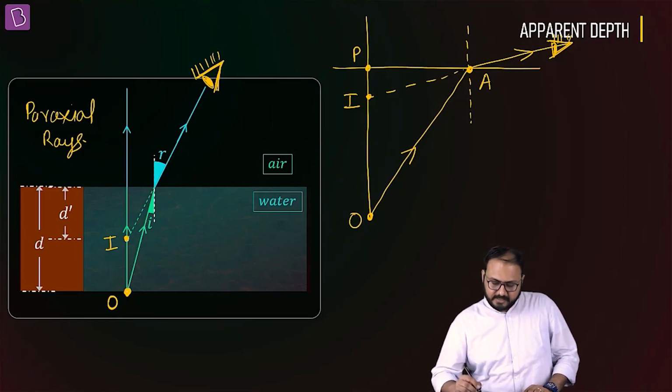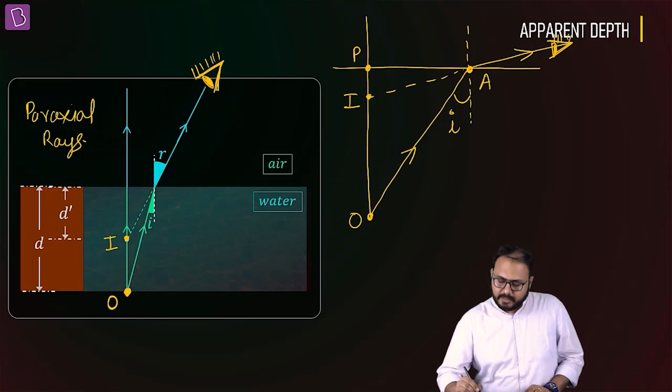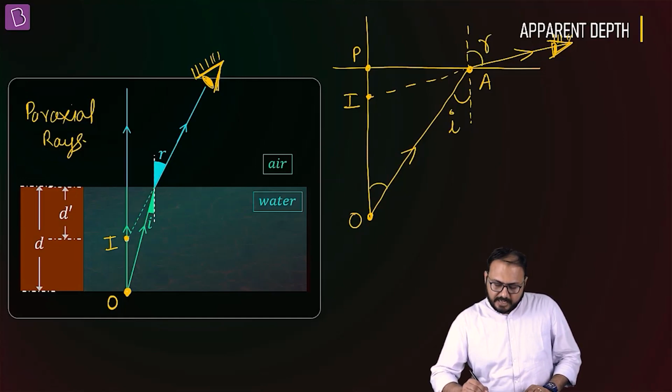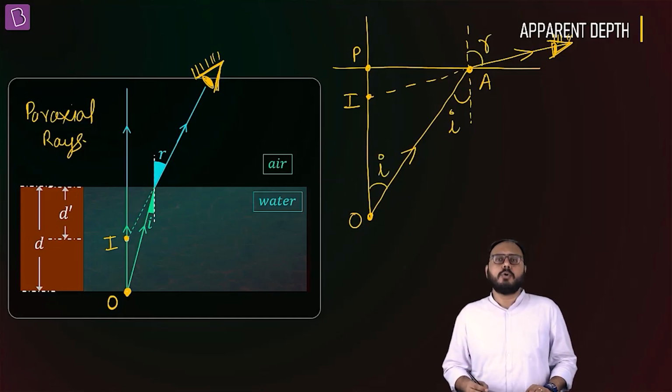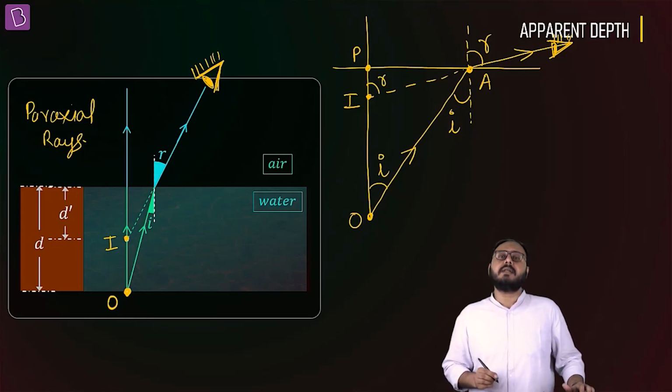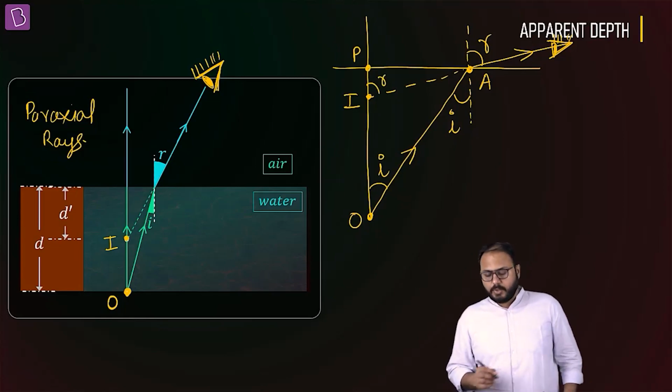Ready? So this is I. Correct. This is R. Correct. Well, this is I again because these are alternate interior angles. Well, this is R again because these are corresponding angles. Watch.